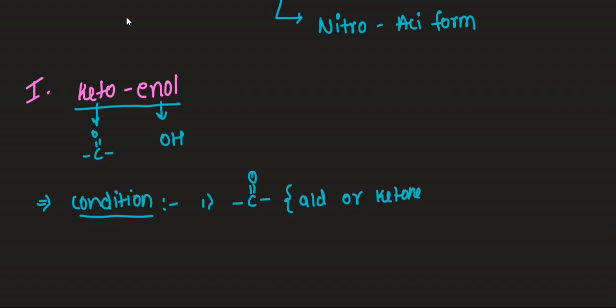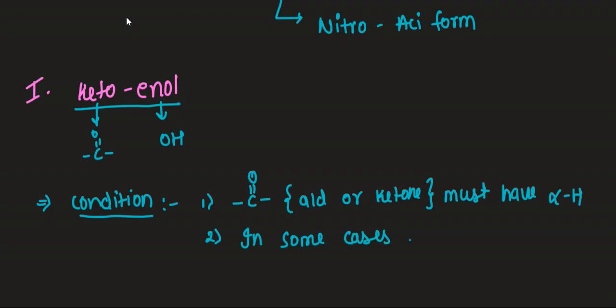Now, in this case the C double bond O must have alpha hydrogen. In some cases, you should have para hydrogen. Let us try to understand the meaning of this hydrogen. First of all, I'm going to write a few examples and we will discuss whether they are eligible for keto-enol tautomerism or not.